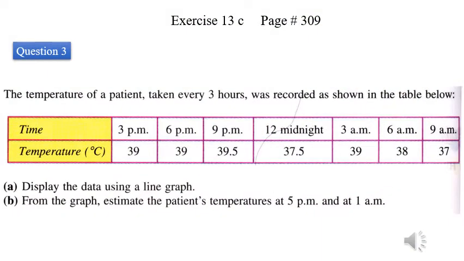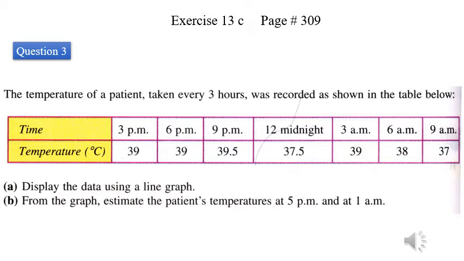On this page, we are going to construct line graph. Question number 3, exercise 13C on page number 309. The temperature of a patient taken every 3 hours was recorded as shown in the table. At 3 p.m. temperature was 39. At 6 p.m. again 39. And at 9 p.m. temperature was 39.5 and so on.